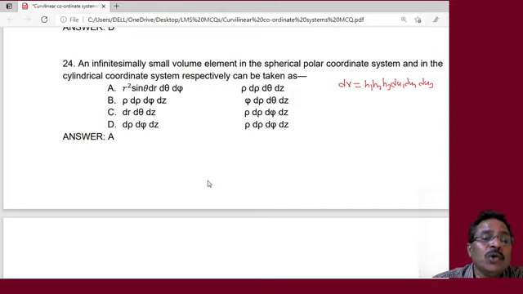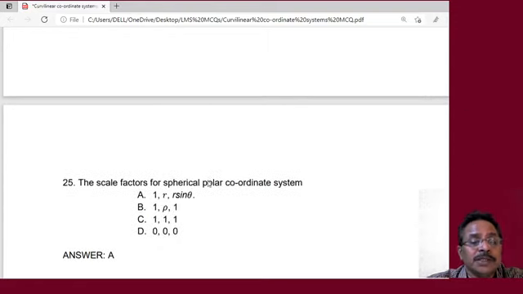This is the volume element in the spherical polar coordinate system. Similarly, 1, rho and 1: the product h1, h2, h3 here is simply rho, into d rho, d phi, dz. So this is the volume element in the cylindrical coordinate system. Out of the four given options, option A is the correct one. This is the volume element in the spherical polar coordinate system, this is the volume element in the cylindrical coordinate system, and all other options are not correct, so you need not worry about them. So for question number 24, A is the correct option.